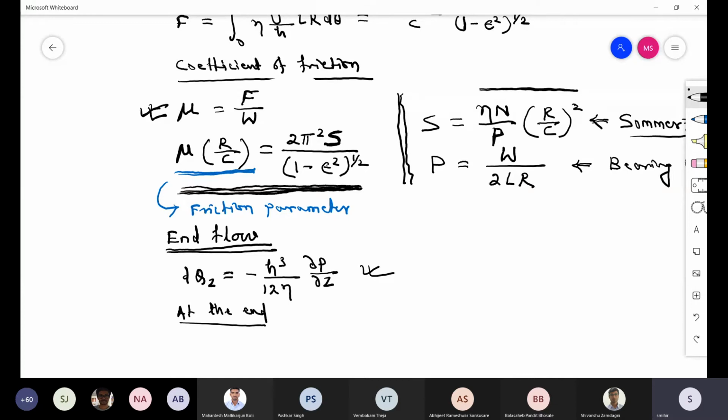Now at the end, what will happen? That QZ equal to integration 0 to 2 pi, R h cubed divided by 12 eta del P upon del Z.